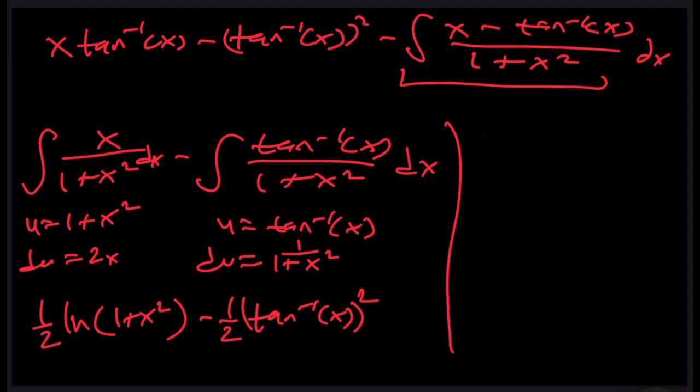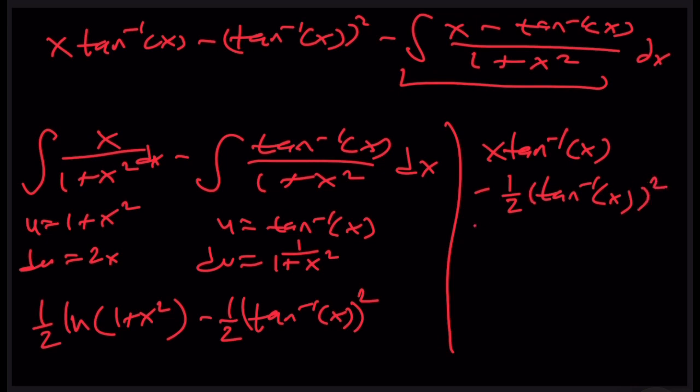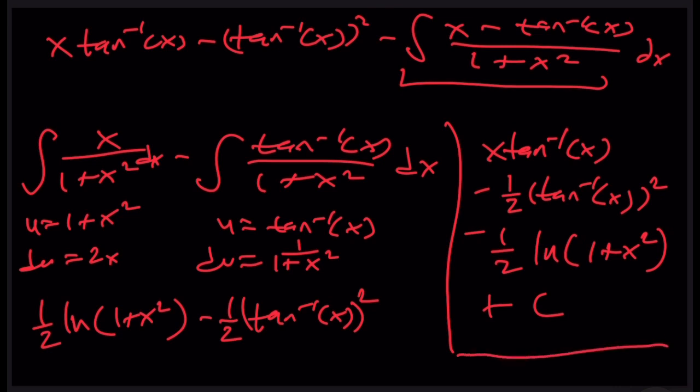And so we're going to just plug this all the way back in so that we get x tangent inverse x. These two are going to combine to form minus 1/2 tangent inverse x whole squared, minus 1/2 ln of 1 plus x squared, and sorry, plus c. And that is going to be our final answer.